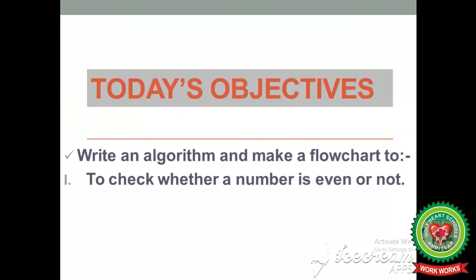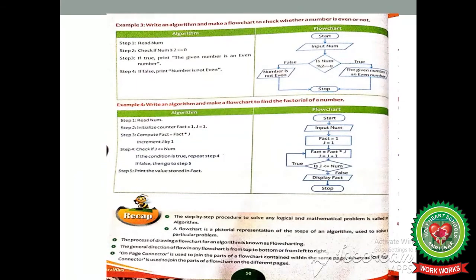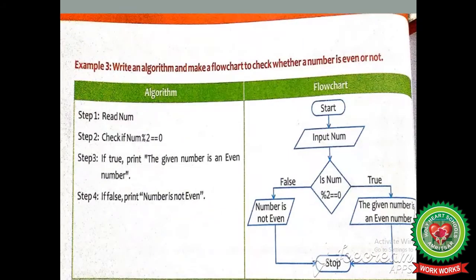Students, today we will discuss how to write an algorithm and make a flow chart to check whether a number is even or not. So open your books, page number 50. From here I am going to explain example 3. Example 3 is: write an algorithm and make a flow chart to check whether a number is even or not.